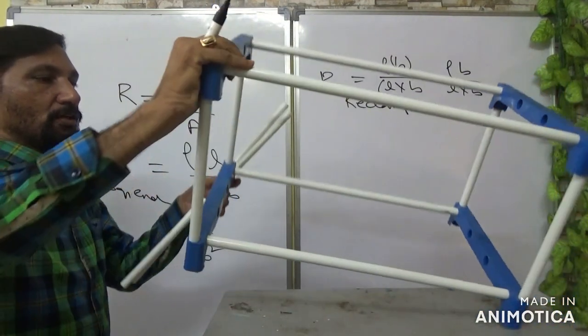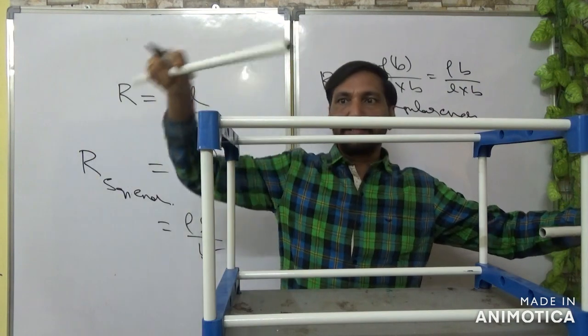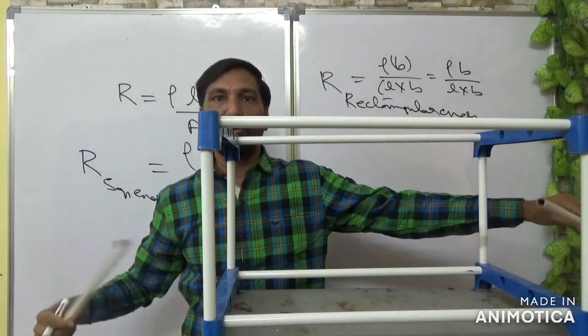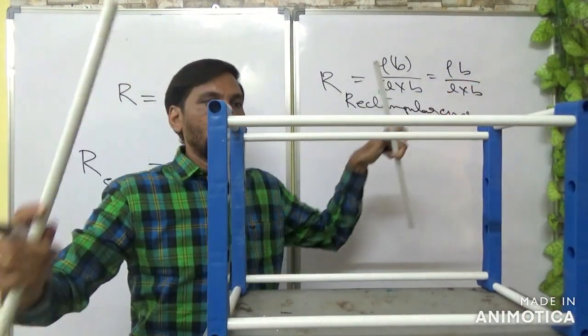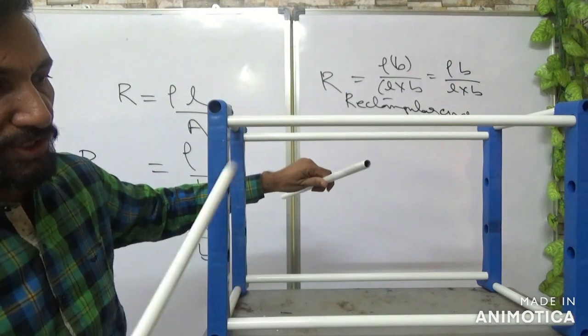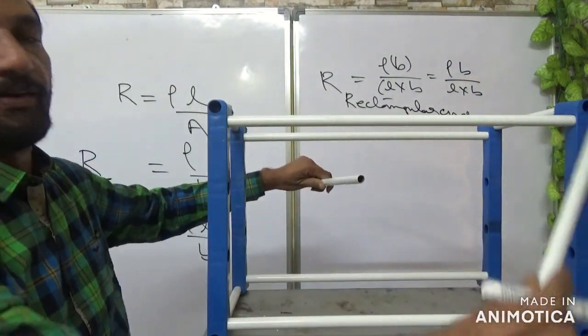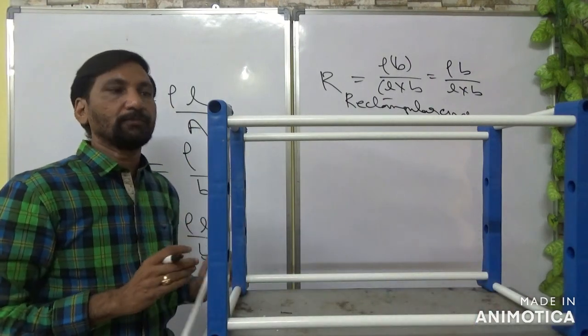And if you are considering in this way, this is the length and the area is in square form. Suppose you are finding the resistance between the rectangular ends, this is the length and the cross section is a rectangle. The cross-sectional area is a rectangle.